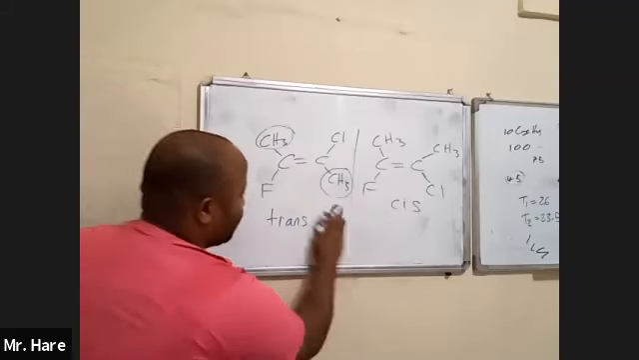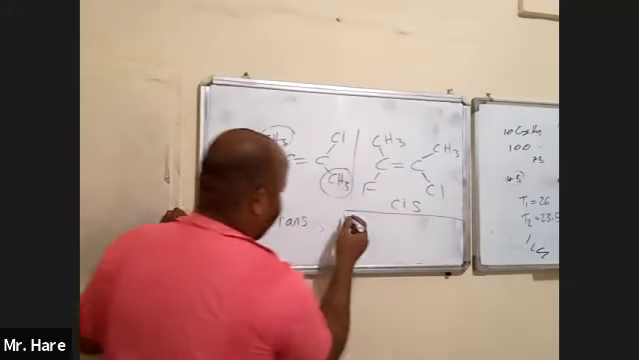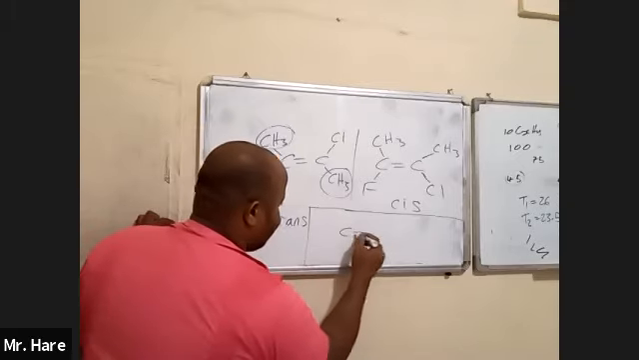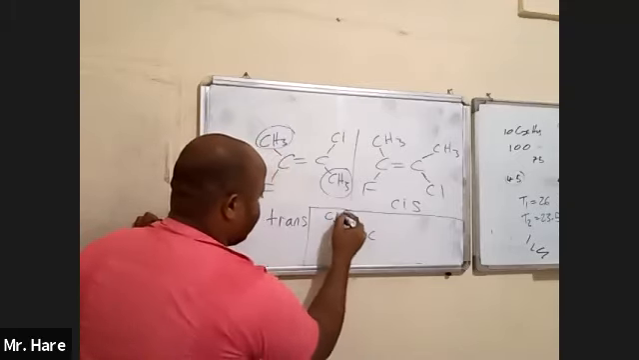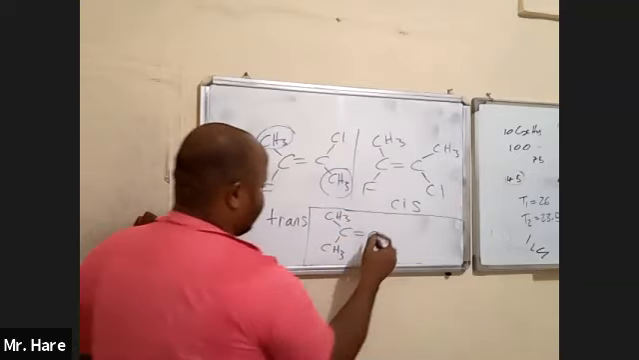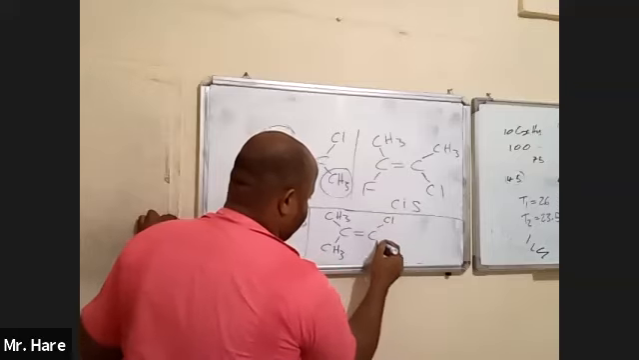Now, let me try and put it here. C double bond C, CH3, CH3, Cl, and F.